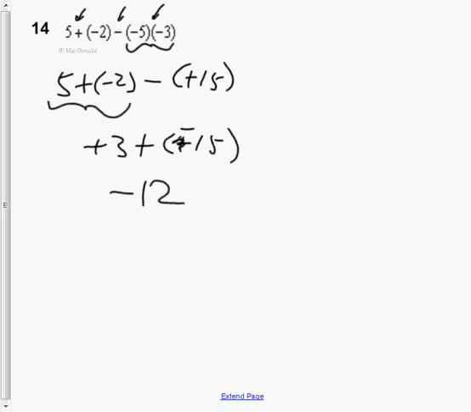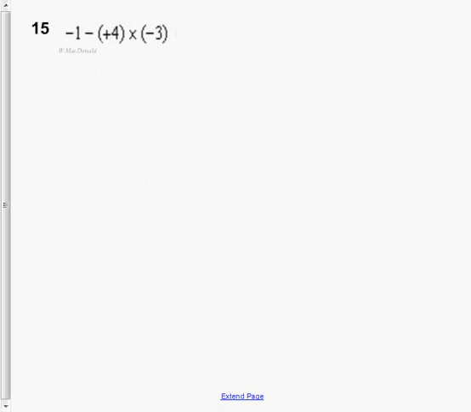Question number 15. Two operations. I'm not going to do subtraction, but I will do multiplication first. That's negative 12. Notice how I kept my subtraction symbol and my negative symbol separated by the bracket. That's important. Keep the first integer, change to addition, and use the opposite of the second integer. 12 positives and 1 negative give you 11 positives.